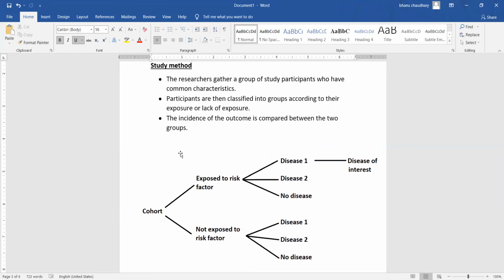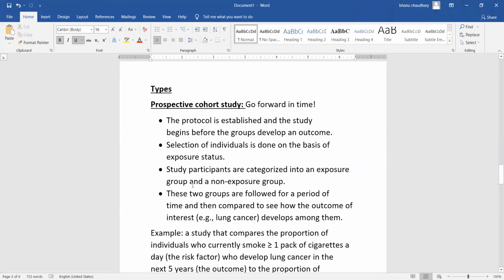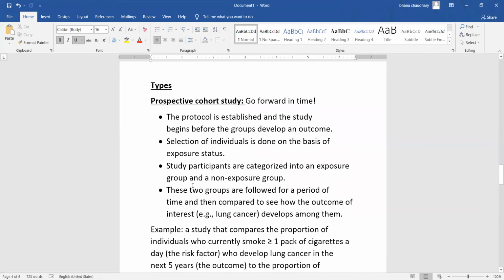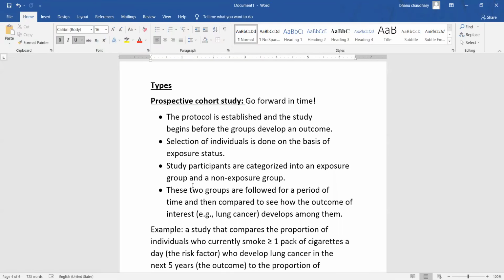Okay. So there are two types of studies in the cohort study. One is the prospective cohort study, and the second is the retrospective cohort study. In a prospective cohort study, you always go forward in time. First, you will select the individuals on the basis of the exposure status, as we have discussed. Then you will divide them into two groups. One is the exposed group, the second is the non-exposed group.